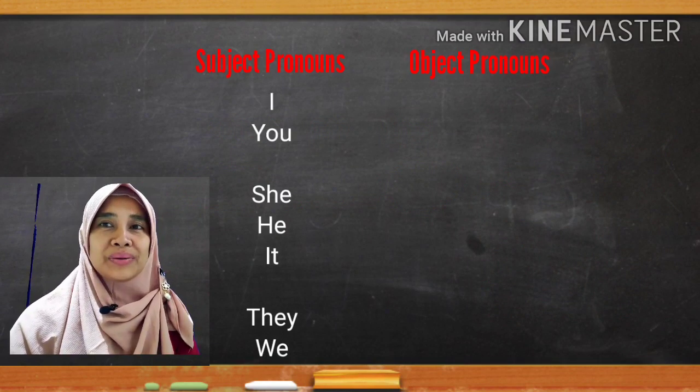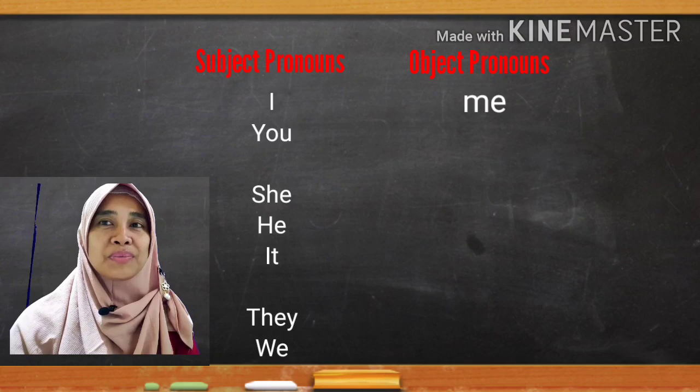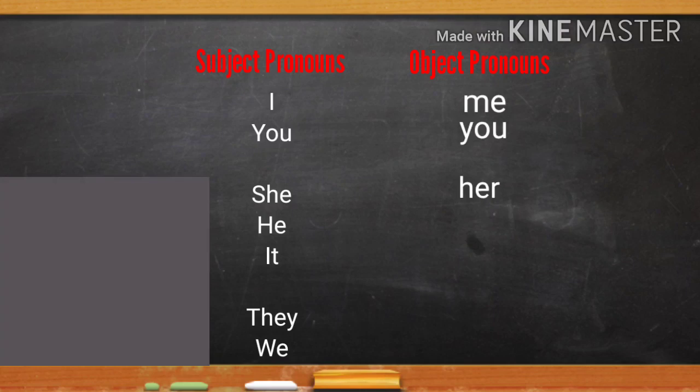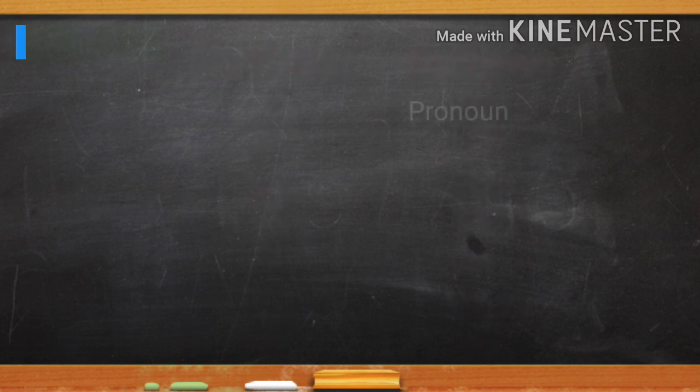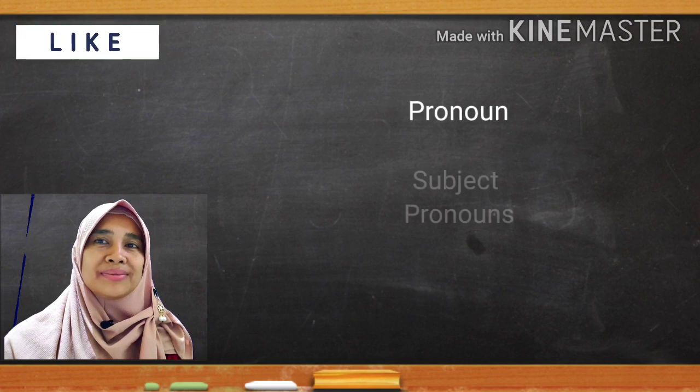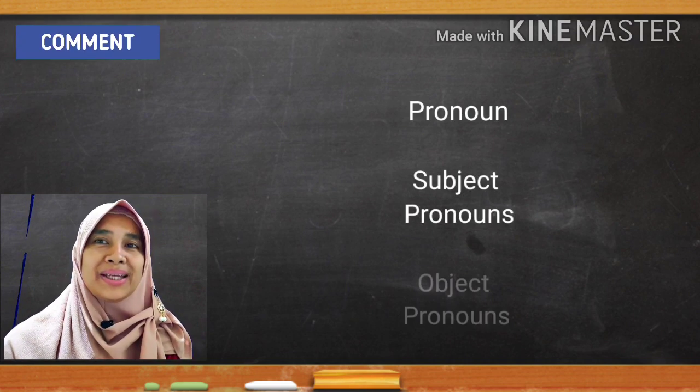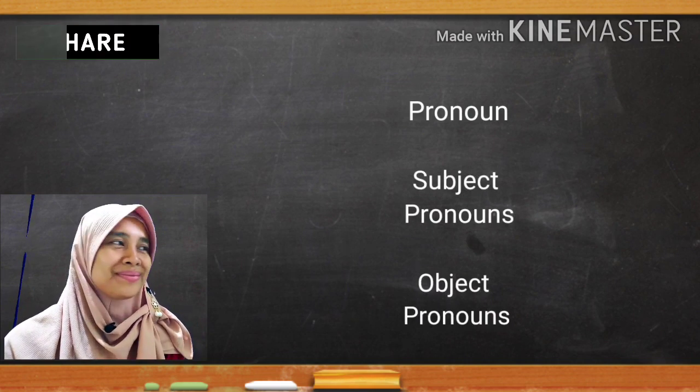Now, I'm going to show you a list of 7 object pronouns in English. Now, what is a pronoun? What is a subject pronoun? And what is an object pronoun?